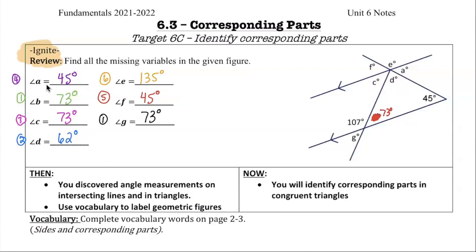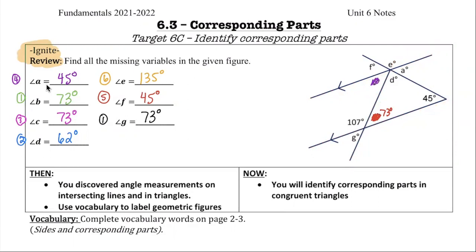Now, the hardest one to see on here was probably how we found angle C. Angle C, you're going to notice, is the same measure as angle B. Let's think about why that is. If we have parallel lines, parallel lines mean that we have congruent angles. Alternate interior angles are congruent, alternate exterior angles are congruent, and what we have here is alternate interior. This angle right here is congruent to this angle right here. So that's why angle C also ends up being 73 degrees.